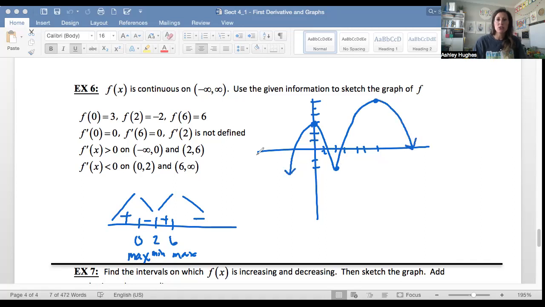So let's check and make sure this is true. The function is increasing, decreasing, increasing, decreasing. This guy, the derivative is 0 because that would be a horizontal tangent line. And this, the derivative doesn't exist because it is a sharp turn. And that's what follows that.